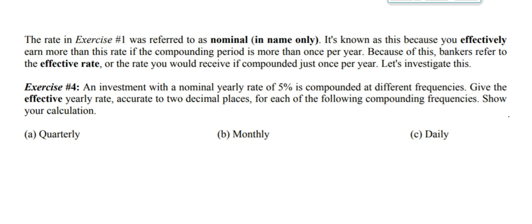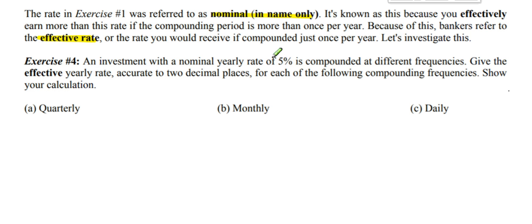All right, so the rate in the previous exercise was referred to as the nominal rate. It is known as this because you effectively earn more than this rate if the compounding period is more than just once a year. Because of this, bankers refer to the effective rate, the rate you would receive if compounded just once per year. So anytime we're looking at things, we're going to be looking at the effective rate.